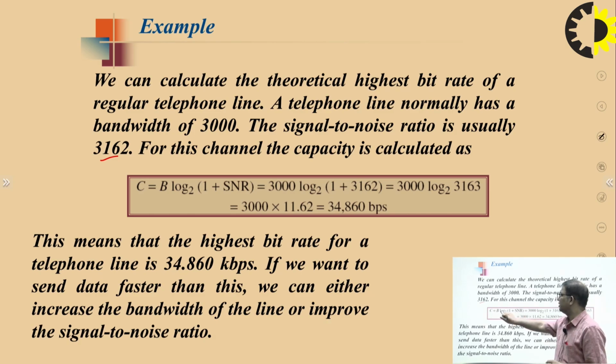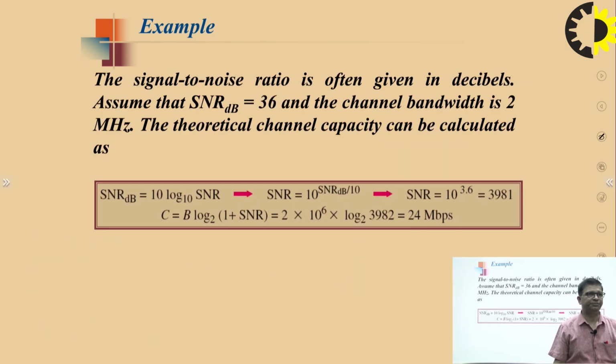C = B log 2 (1 + SNR). So B is equal to the bandwidth and this is the SNR. So what is this? 34,860 bits per second. So this is the average transmission speed of your telephone line.